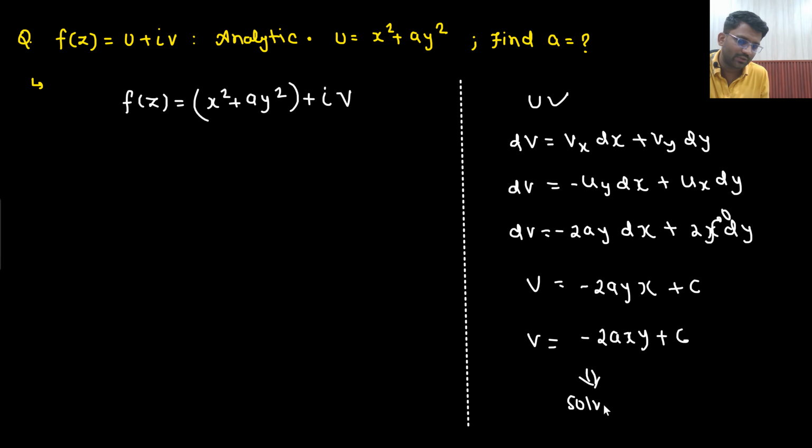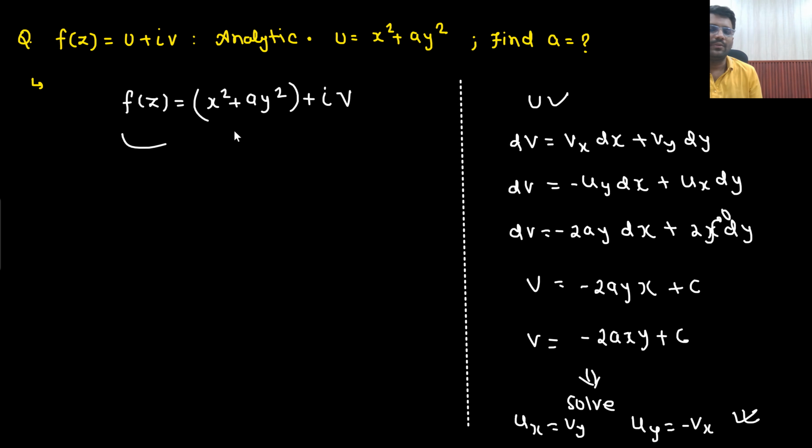Now how can you solve? You can solve with the same thing, that, sir, ux will be equals to vy, and, sir, uy would be equals to minus vx. Using these properties you can solve. What about this one?